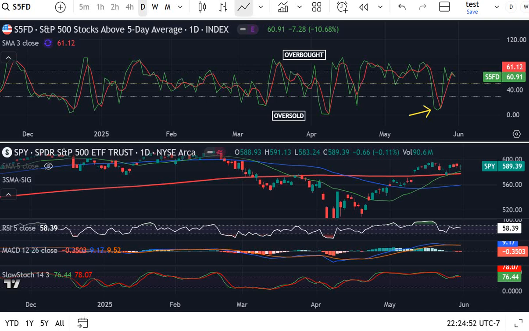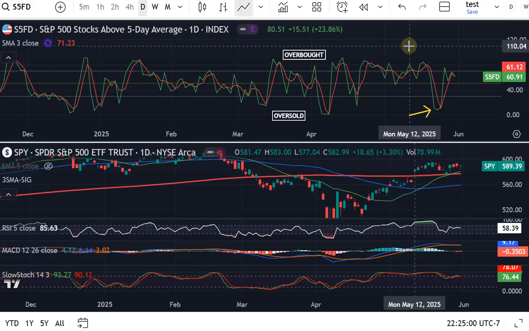All right, let's take a look. This is for Sunday, June 1st, looking into going next week. And what we're looking at here at this top chart here is the S&P 500 stocks above the 5-day average. The ticker symbol is S as in Sam, 5, F as in Frank, D as in David.